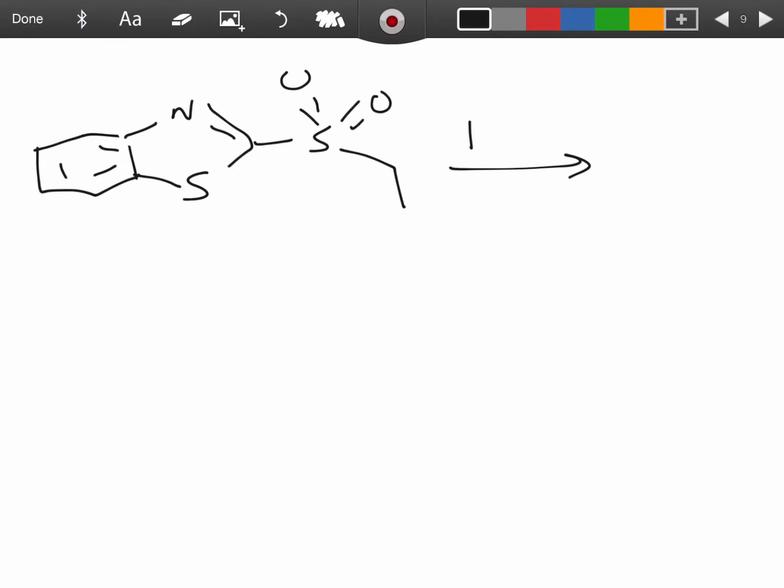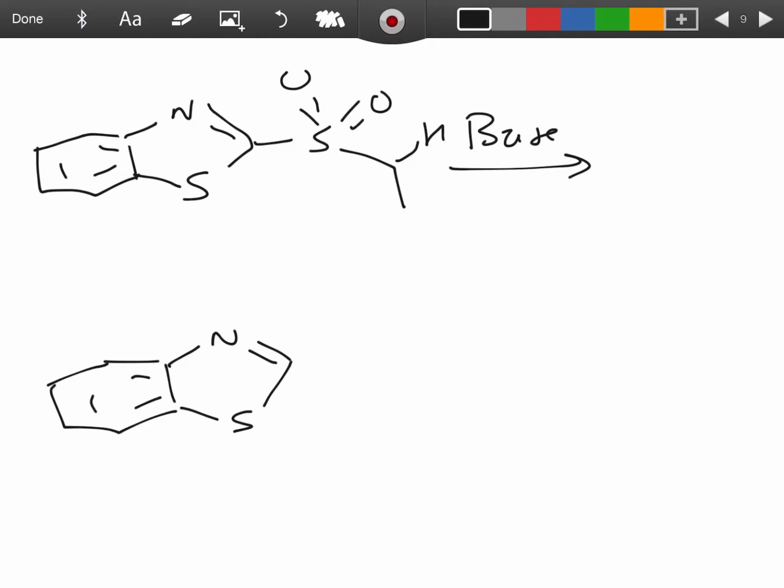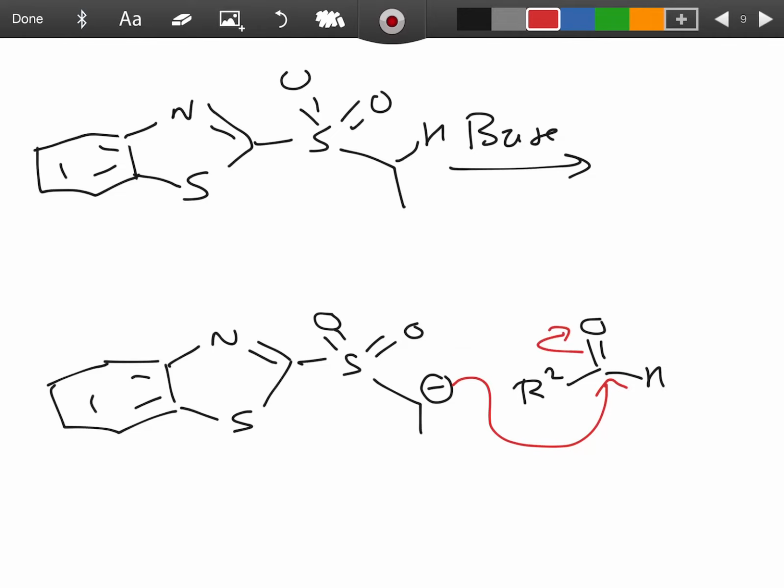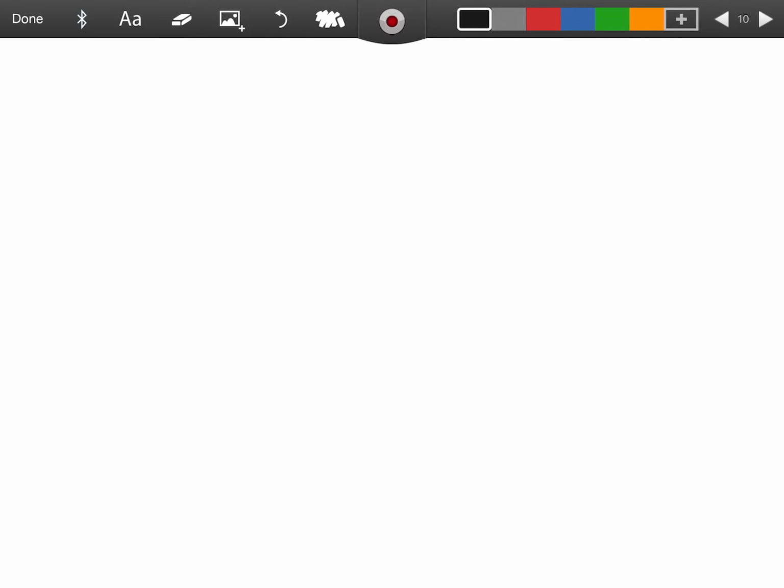So you add base to this, and you're just going to remove that hydrogen, just like you did before. Right, and then you're going to add that to an aldehyde. Same old, same old. Right, so this is exactly the same. So you're going to end up with something that looks like this.